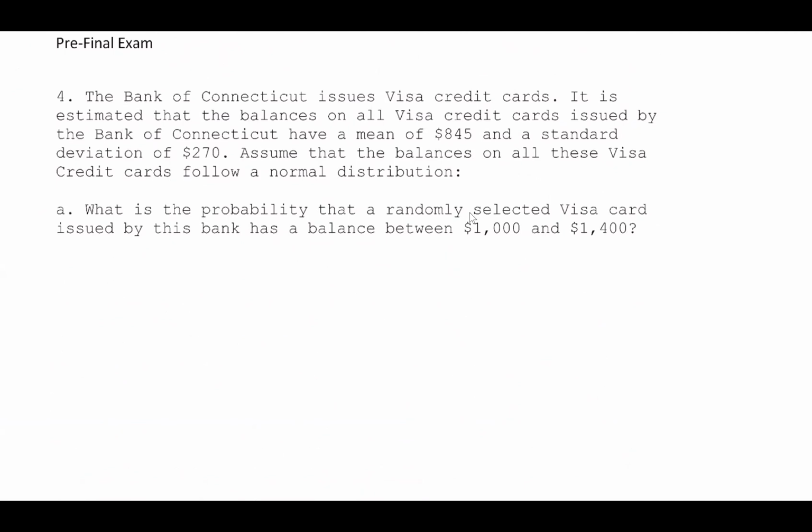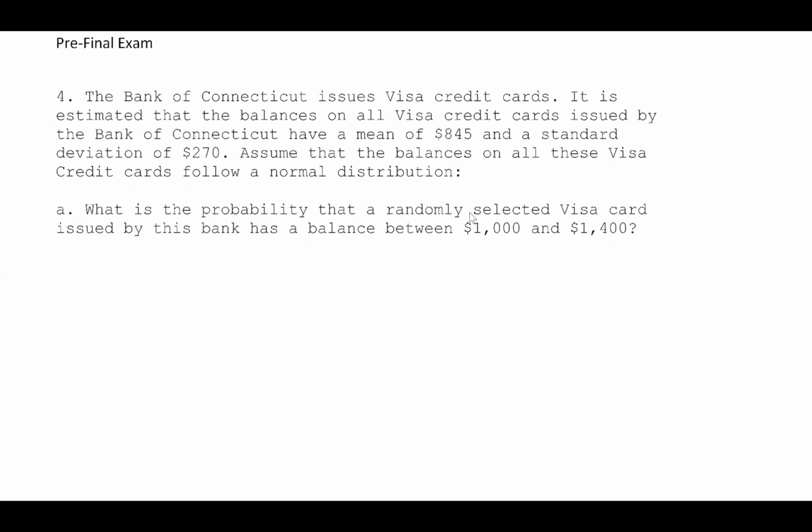All right, so let's do 4. For 4, it says the Bank of Connecticut issued Visa credit cards. It is estimated that the balance on all Visa credit cards issued by the Bank of Connecticut have a mean of 845 and a standard deviation of 270. Assume that the balance on all these Visa credit cards follows a normal distribution.